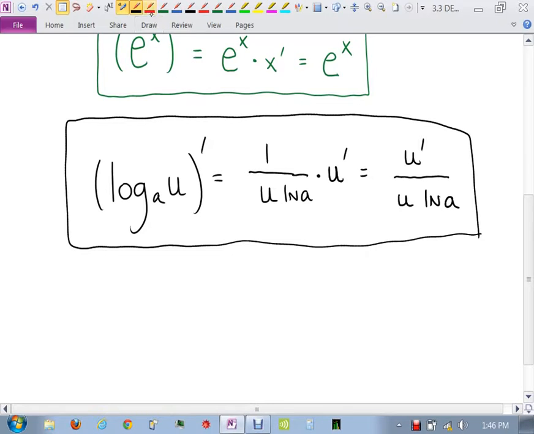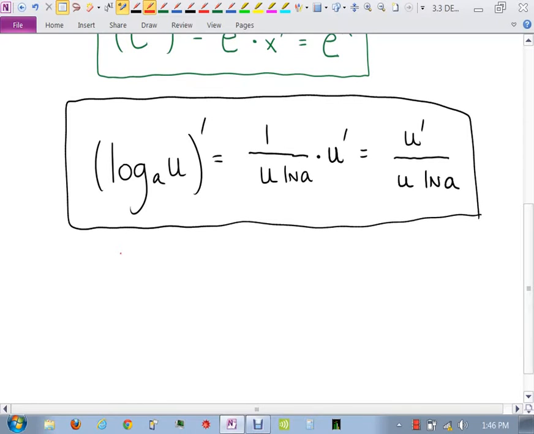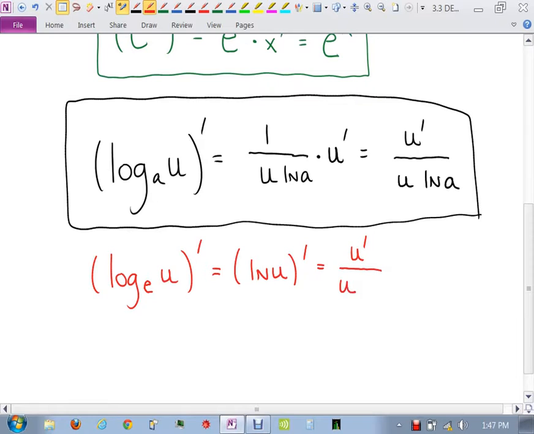That's the general formula. If we use a specific base of the log, and the base that we love to use is e, log base e is actually the natural log, so we would never write it that way. We would write natural log of u. So what is the derivative of natural log of u? It is u prime over u times natural log of e. But what is natural log of e? 1. So this just becomes u prime over u.